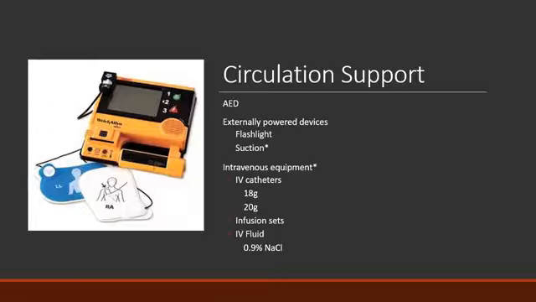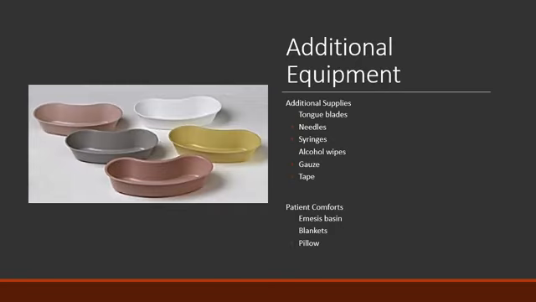Alternatively, you also need to have intravenous equipment, provided that you're actually doing IV sedations in your office. You need to have all the equipment that goes along with that. You need your IV catheters, a variety of different sizes, your infusion sets, all your tubing, and then your IV fluids. Typically, 0.9% normal saline is one of the more commonly used, cheap IV fluids, and it works just fine for what we do.